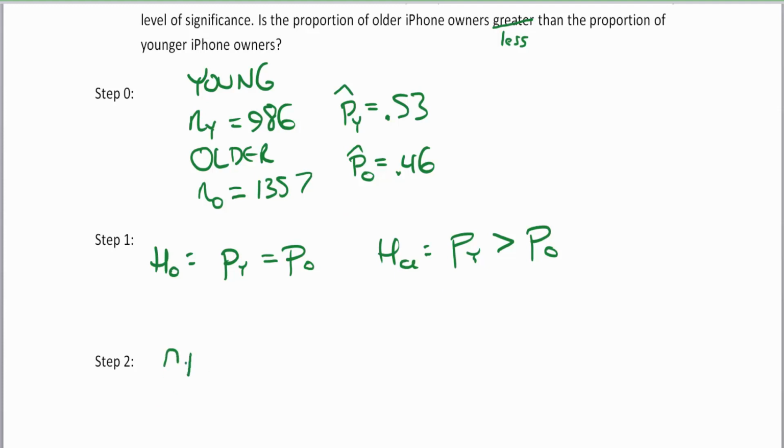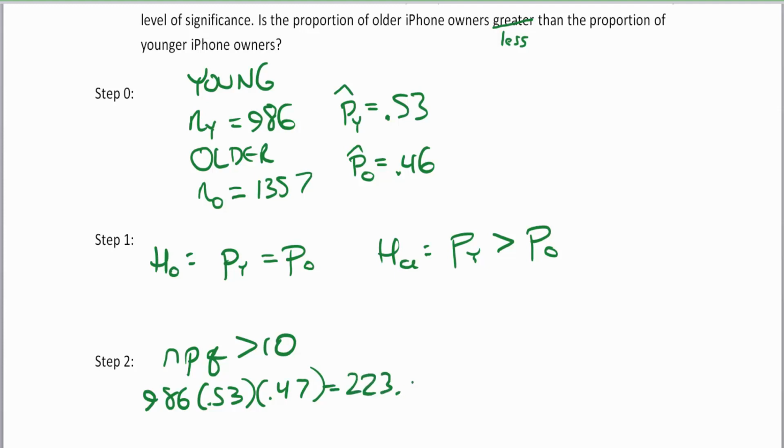Now, what's nice about having the p hat of Y and O is that we can do our npq greater than 10 very easily. So we're going to take our young people's sample size here, and then we're going to multiply that by 0.53, which is the p hat of our young group, and then multiply that by 0.47. And that gives us 223.2, which is greater than 10. Then we're going to do our npq of our older group and see if that's bigger than 10.